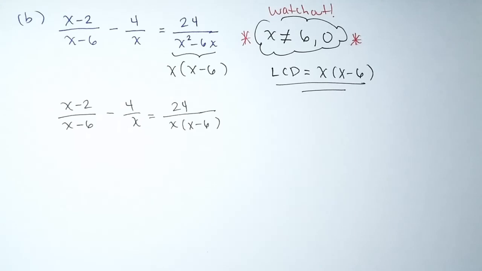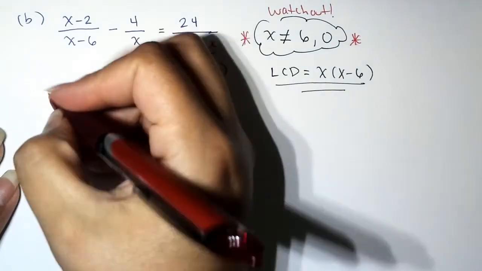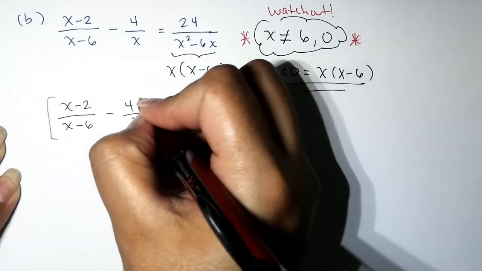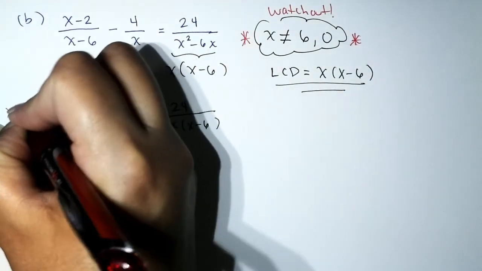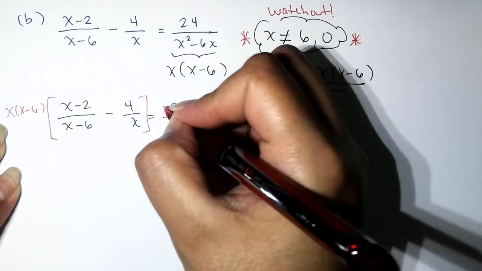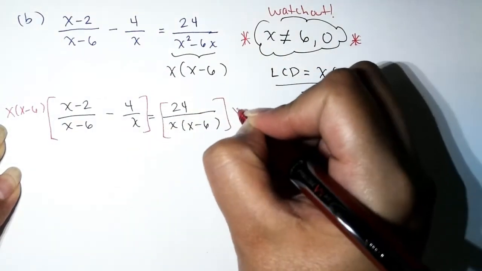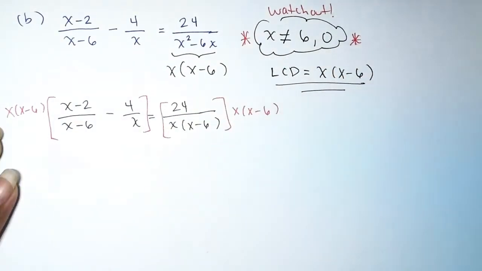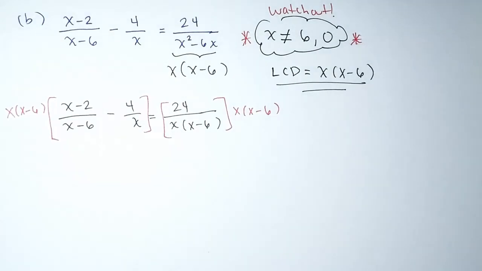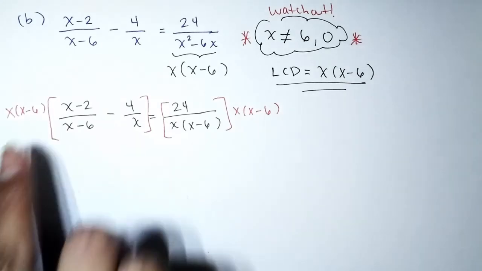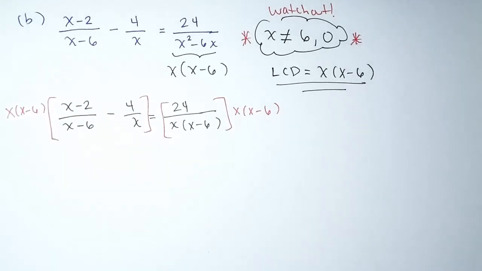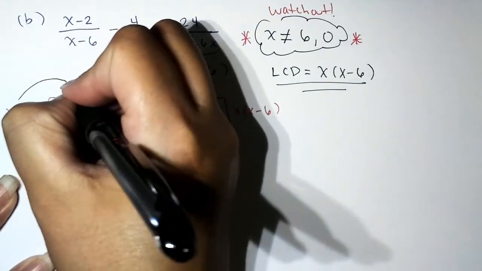So let's go ahead and wipe out the fractions by multiplying both sides by the common denominator just found. We're gonna multiply the left by x times x minus 6, and we're gonna multiply the right side by x times x minus 6. Someone had asked me, why is it that I use brackets instead of parentheses? The reason is because I already have parentheses in there, so I don't want the same grouping symbol. So let's go ahead, distribute, and confirm that the fractions are gone.